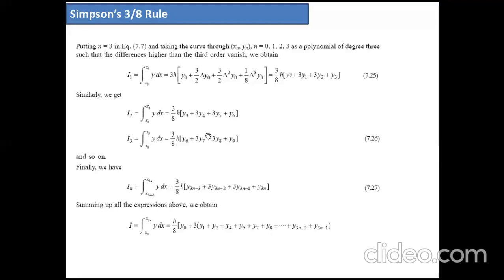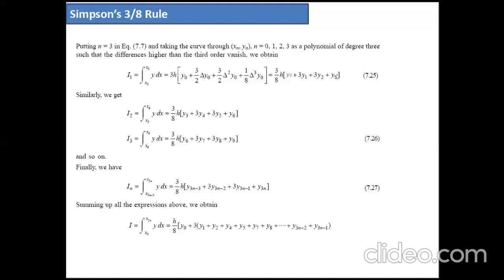Okay, y4, y5, y7, y8, y3n minus 2, y3n minus 1. So we have collected the terms having a multiple of 3, and those are y1, y2, then y3 is skipped, y4, y5, y6 is skipped, y7, y8, y9 will be skipped, and the last will be y3n minus 1. Okay, these are the terms which have a multiple of 3. Now we come to the terms which have a multiple of 2.